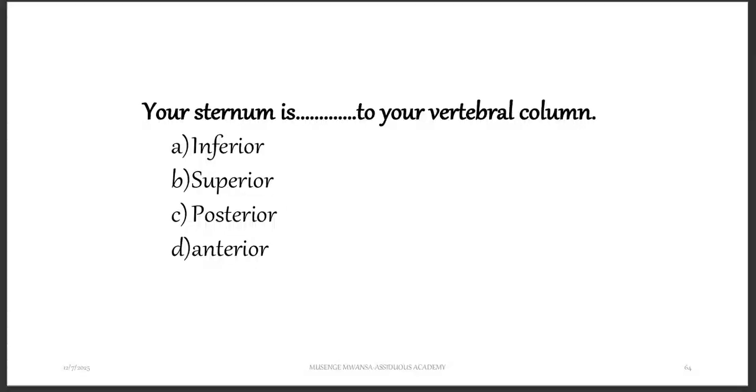Your sternum is dash to your vertebral column. The sternum is this bone that is just in front. When you touch the middle of your rib cage, that's your sternum. Your vertebral bones are the bones at the back. A, inferior. Your sternum is dash to your vertebral column. Inferior, superior, posterior, anterior. What are we going to pick? Namatai says D. Any other? Evelyn also says D. Any other?